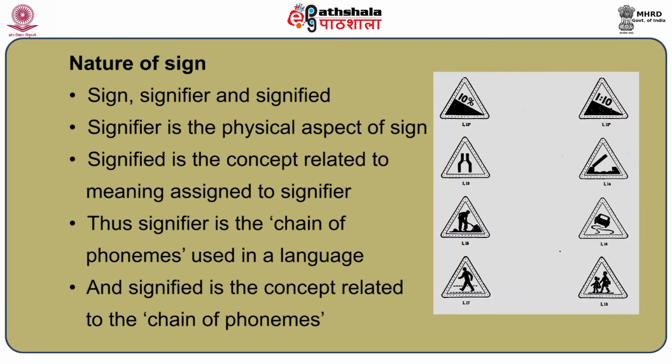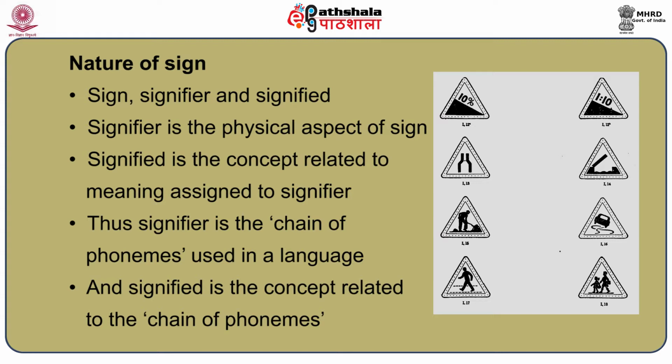Now, when we see the issues related to the nature of sign, one is that we have to study here what is a sign and signifier and signified. These three concepts are very important. Signifier is the physical aspect of sign. Signified is the concept related to the meaning assigned to the signifier.